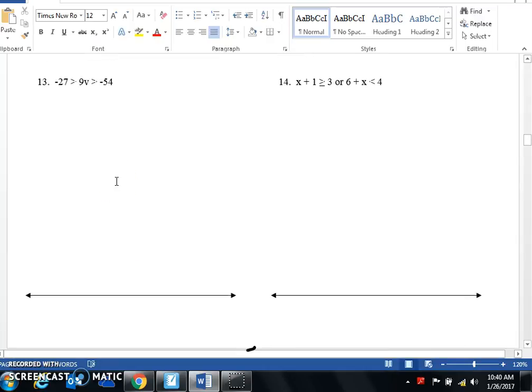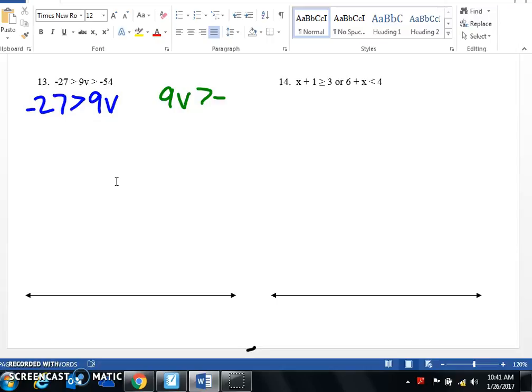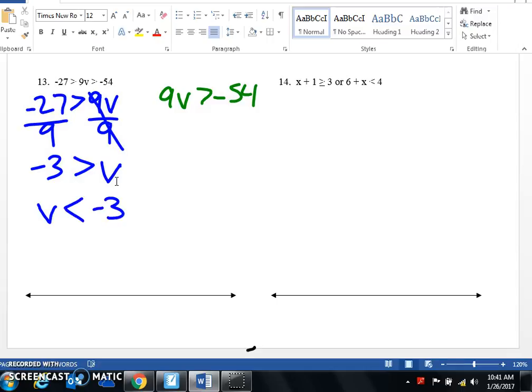All right, next one. Split it up. All right, we start by dividing by 9. And then remember I need my variable on the left. So I got to flip it again. There's my first solution. Over here, divide by 9. All right, let's graph it.